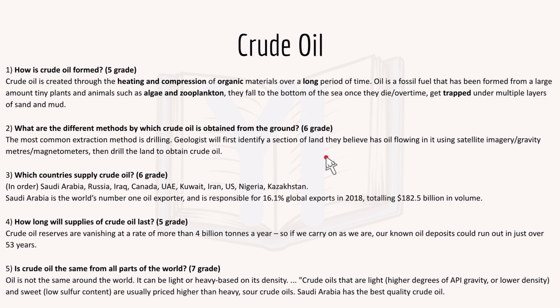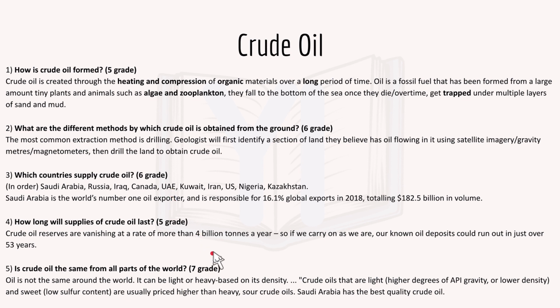What are the different methods by which crude oil is obtained from the ground? The most common extraction method is drilling. Geologists will first identify a section of land they believe has oil in it using satellite imagery, and then they will drill into the land to obtain crude oil. Which countries supply crude oil? In order, it's Saudi Arabia, Russia, Iraq, Canada, UAE, and so on. So these countries over here.